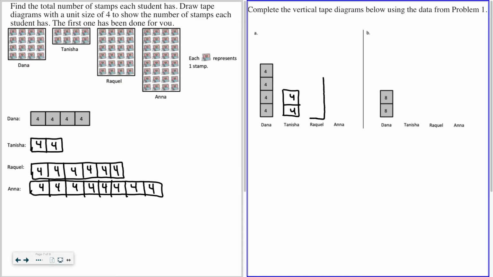She's going to have 6. Again, I want to try to make them equal in size to each other. 1, 2, 3, 4, 5, 6. Sorry, this looks like a Y, not a 4. There we go. And then Anna, she has 8. Oh, that looks weird.